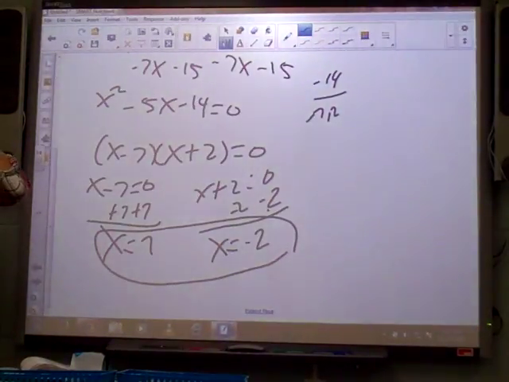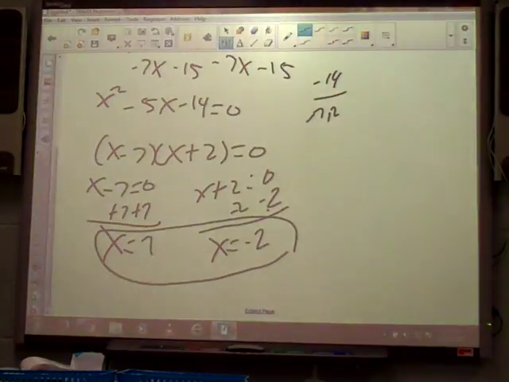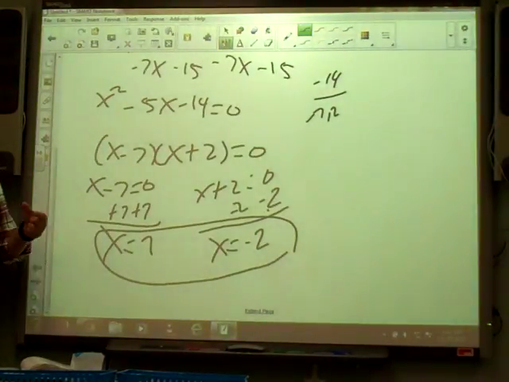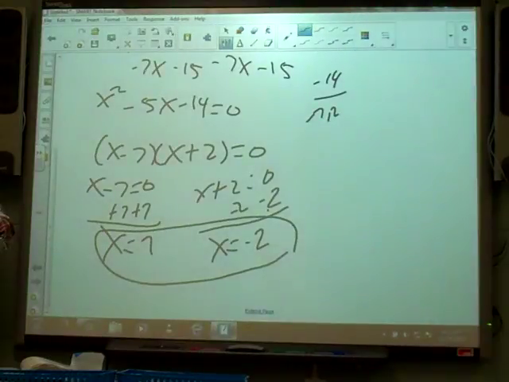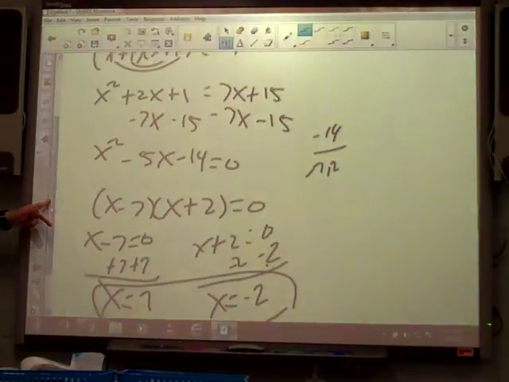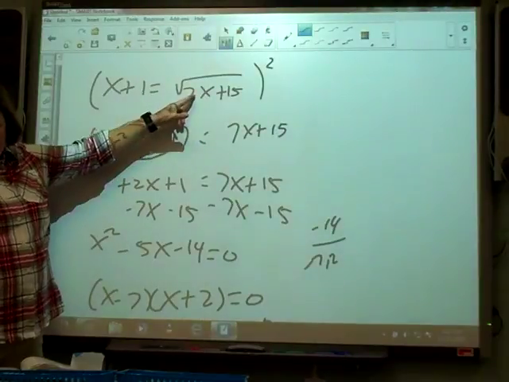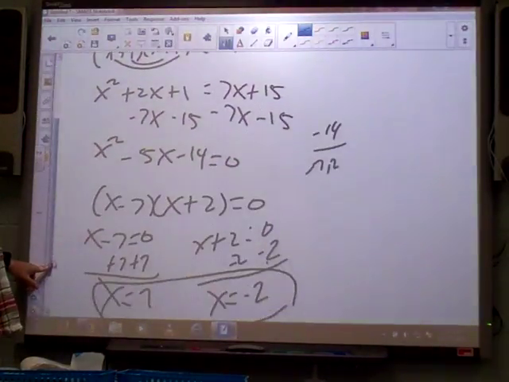Now, got to check these. Well, I haven't made you check them so far, but since this is dealing with the radical, what kind of number cannot be underneath the radical? Negative. So let's go back to our original problem and see if either one of these would be a negative underneath here.